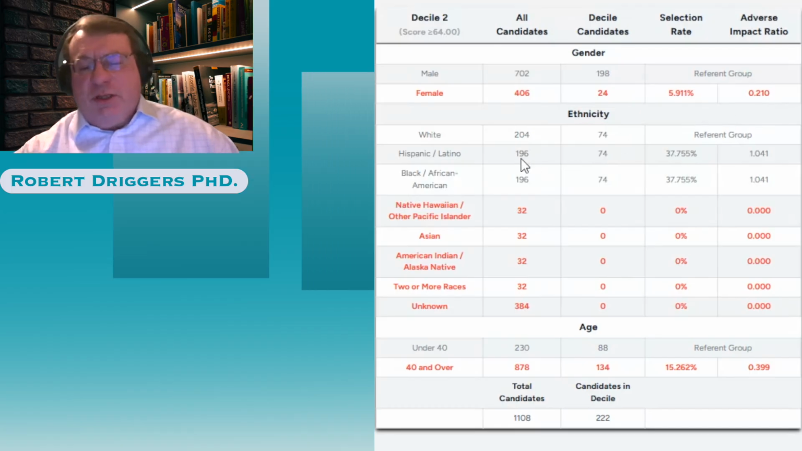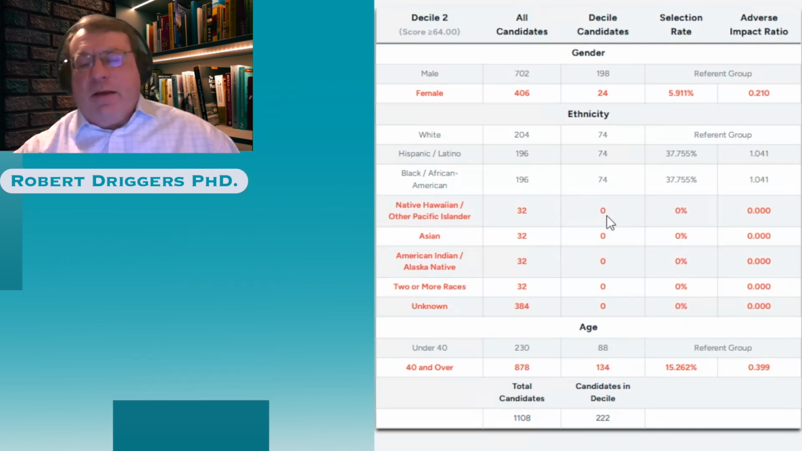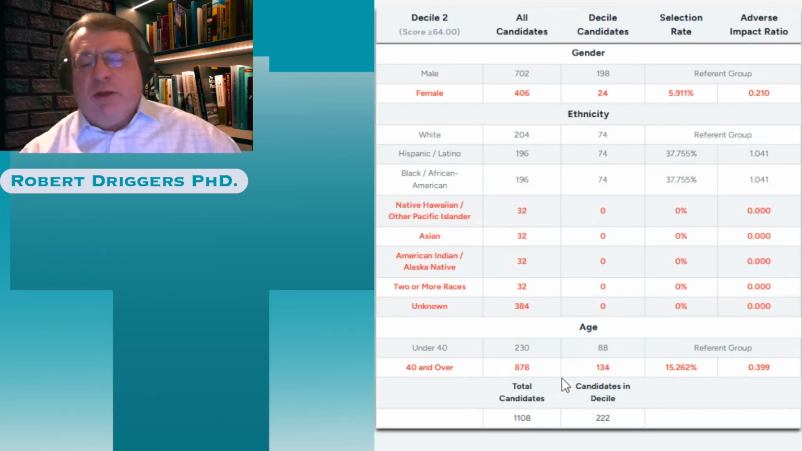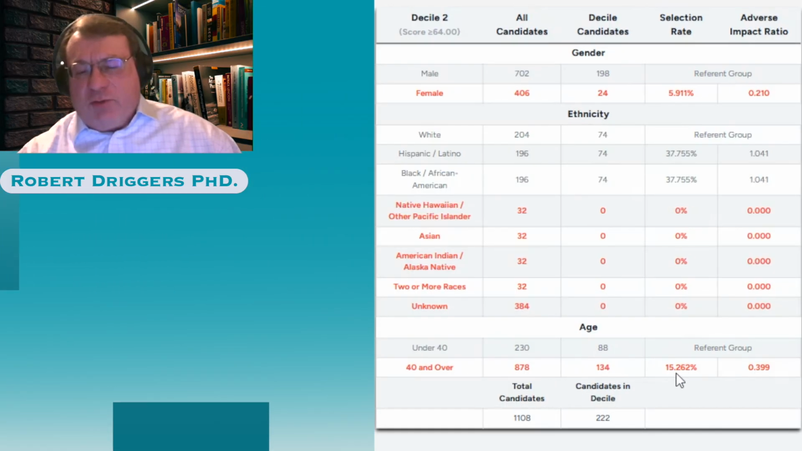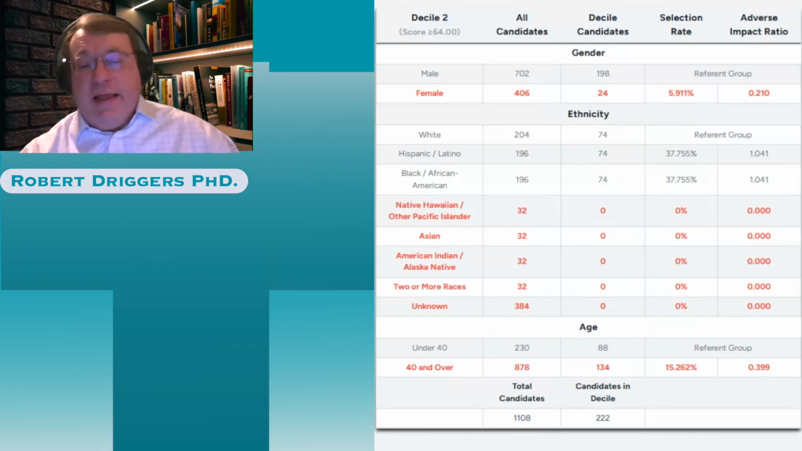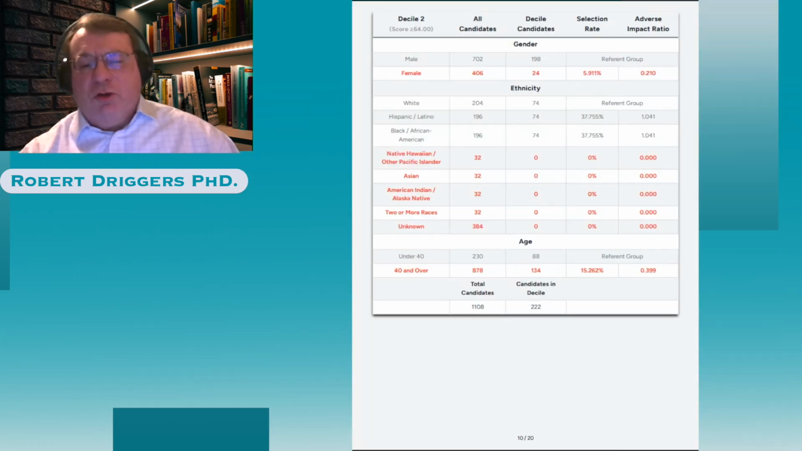For ethnicity, you see a similar pattern to those above. Note how, like in the first decile calculations, we still have no passing here for these groups. The 40 and over situation is similar here, where the referent group pass rate is much higher than the protected group with an adverse impact ratio of 0.399. So I'm going to scroll through these a little faster so you can see the pattern.